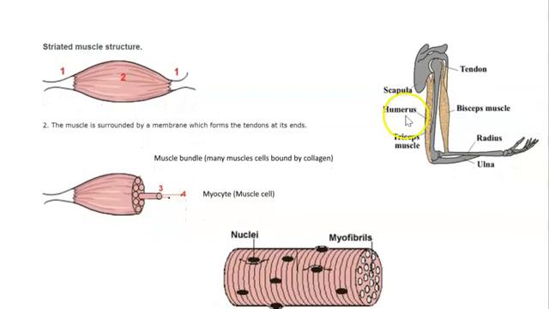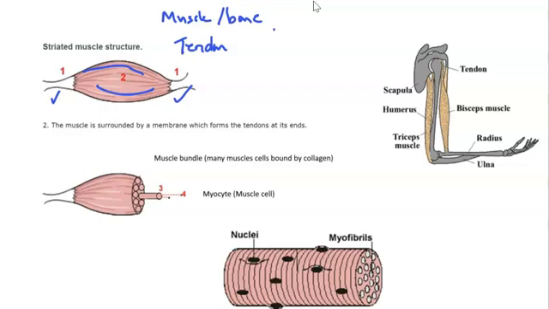So we're looking at what you might call the gross structure of the muscles. At either end of a muscle, you will get a structure called a tendon. Now, the tendon is connecting muscle to bone. Contrast that with ligament, which is bone to bone. And then we have the bulk of the muscle structure in the center, like this.